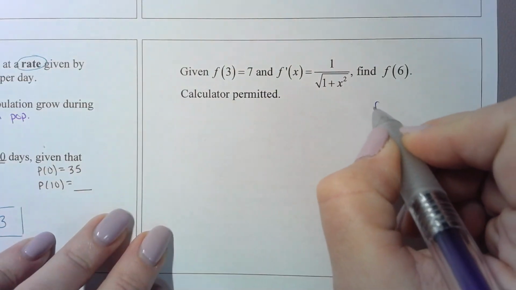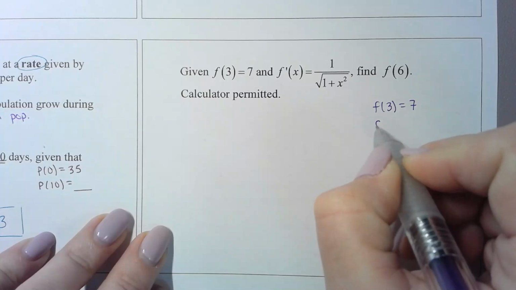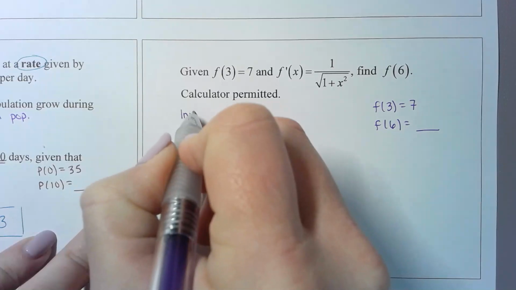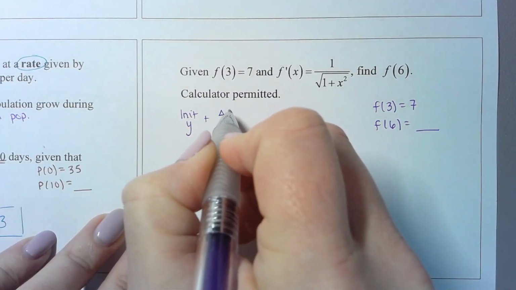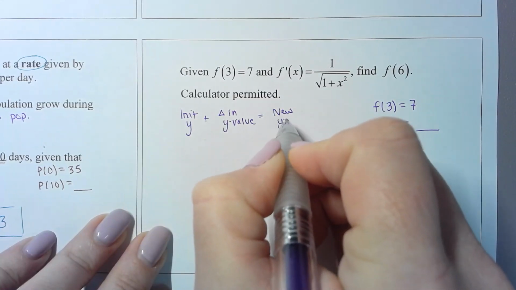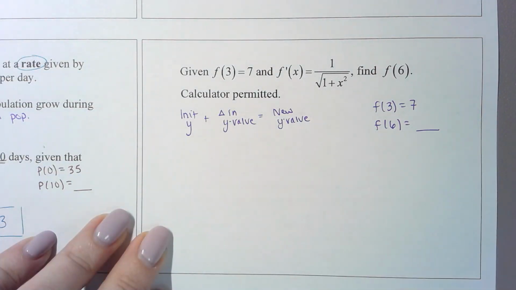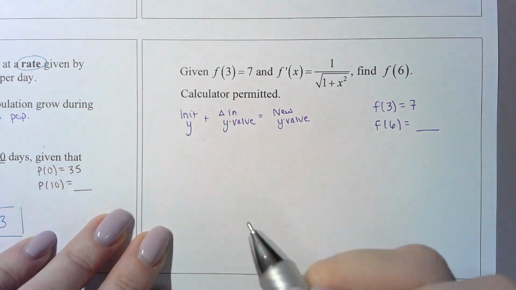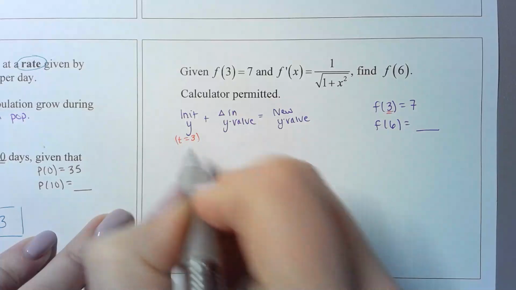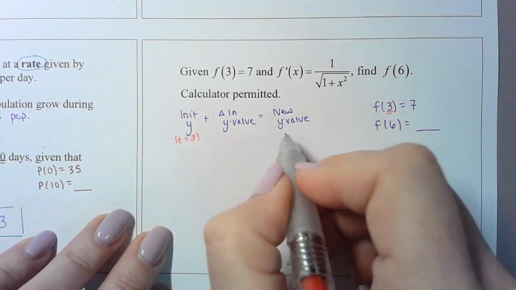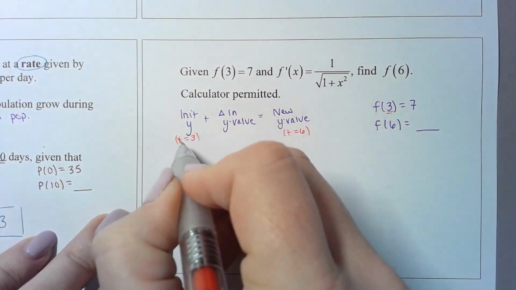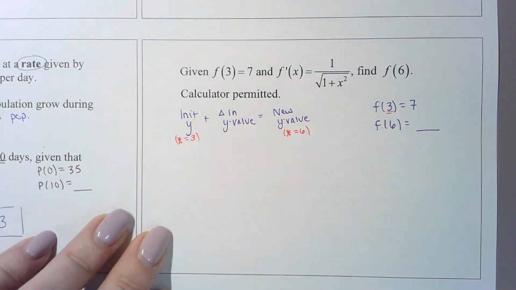But they're giving me f of 3 equals 7, and they want me to find f of 6. Well, to me that's saying, oh, you have an initial y value plus the change in the y value equals your new y value. And let's talk about this for a second. Sometimes we think initial means time of 0. Well, I don't have a time of 0, but what I do know is something that's going on at time 3, and I'm trying to end when time is 6. I don't know why I just said time. These are x's. I guess I should change that, but same kind of idea.